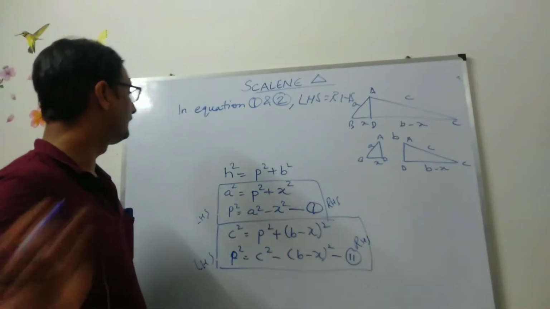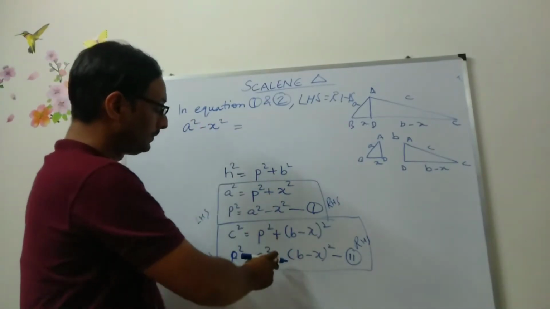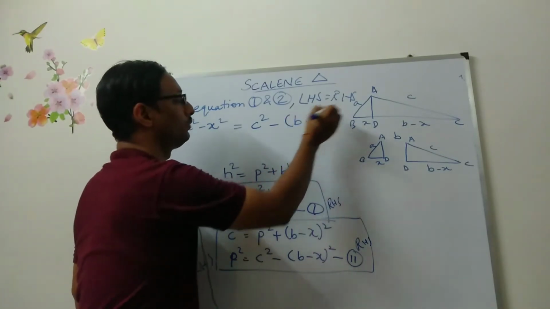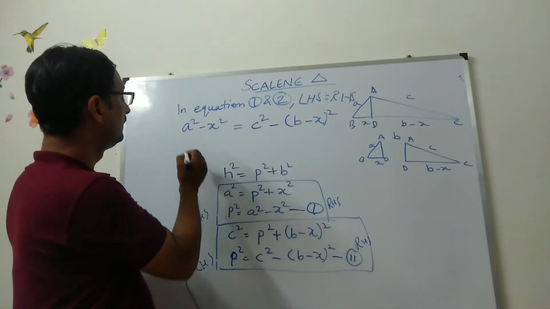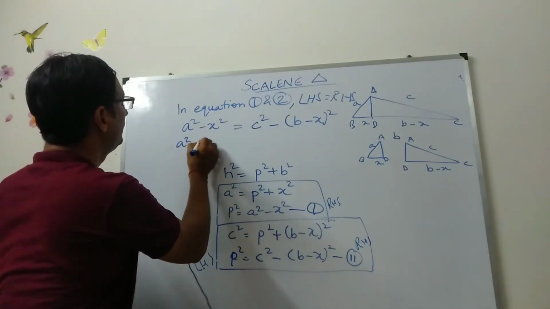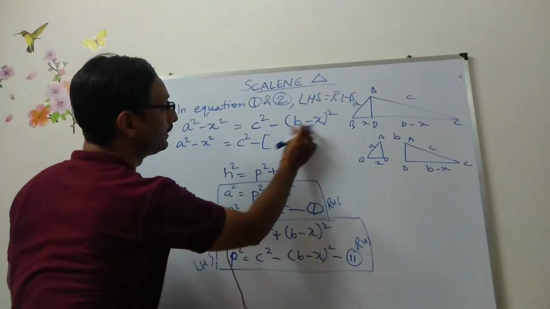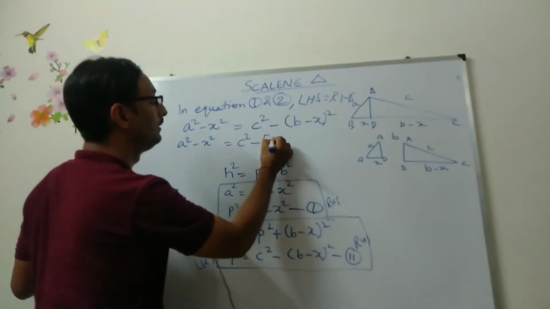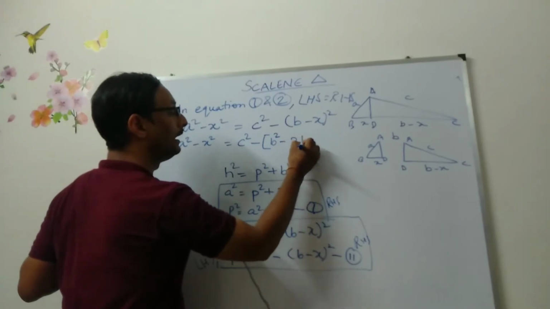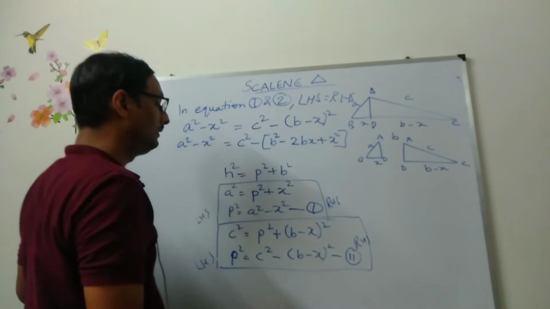So what is RHS? A square minus X square is equal to C square minus (B minus X) whole square. Now open this equation. A square minus X square equals C square minus, what is this? This is (A minus B) whole square. So what is the formula of (A minus B) whole square? A square minus 2AB plus B square. In that formula I have applied this one.